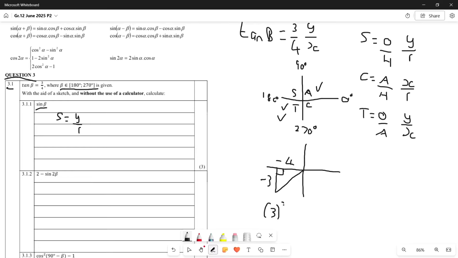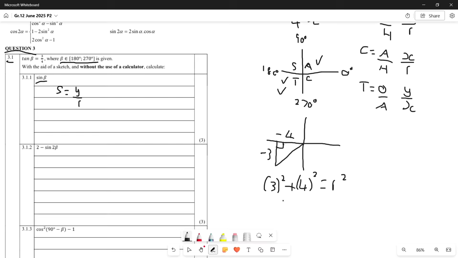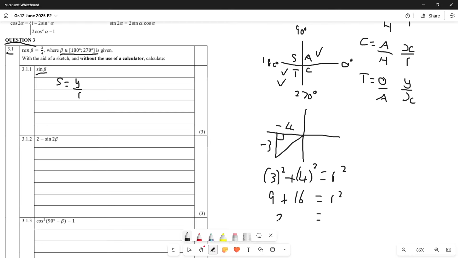So we're going to have 3 squared plus 4 squared equals r squared. And then we can go ahead and solve for this. 3 squared is 9, plus 4 squared is 16, equals r squared. And then 9 plus 16 is 25 equals r squared. Square root that. Therefore, r equals 5. And our radius is always positive, whether it's going here, there, or in this quadrant 3 where we're at. So we have a positive 5 for our radius.